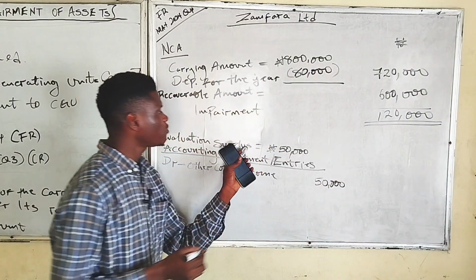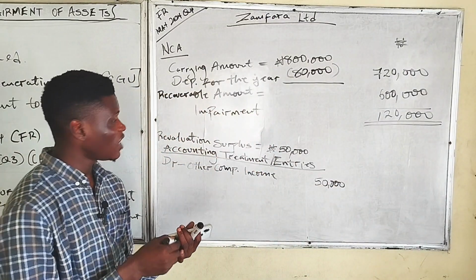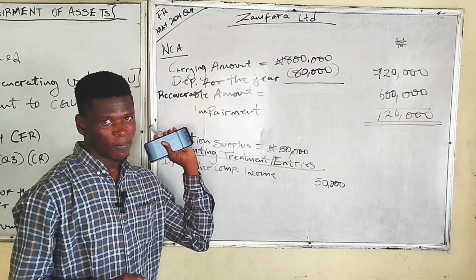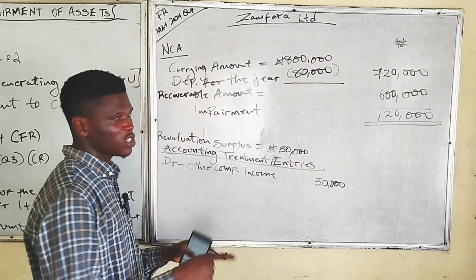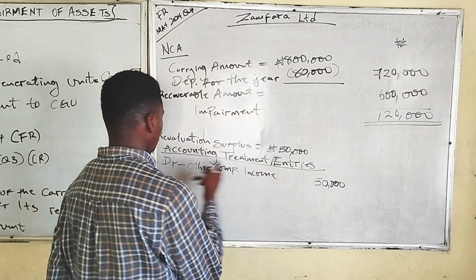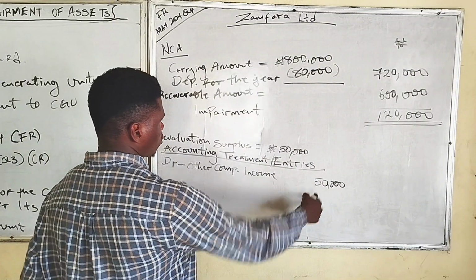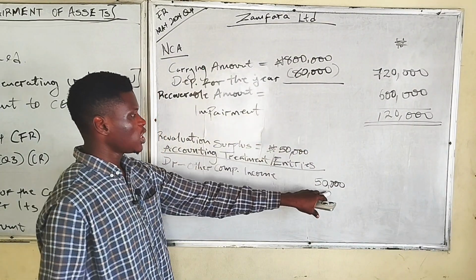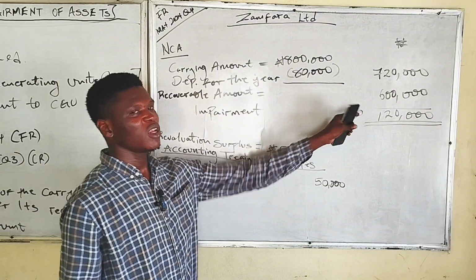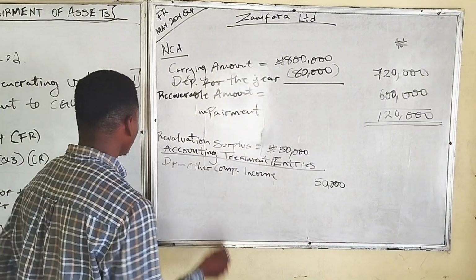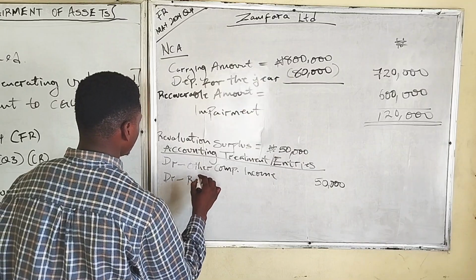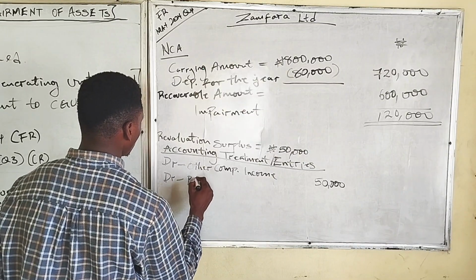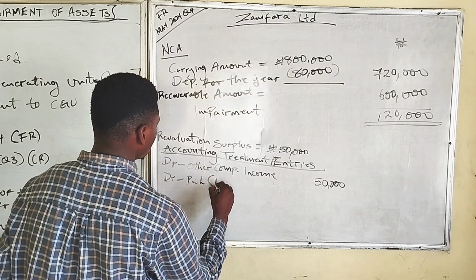Don't forget that this 50,000, the previous revaluation surplus, would have been credited to OCI. So we want to remove that since there's an impairment loss. It should net each other off. So we're debiting that OCI with 50,000. If we charge 50,000 to OCI, we'll still be left with 70,000. So 70,000 is to be taken to the P or L account now, which is an impairment.